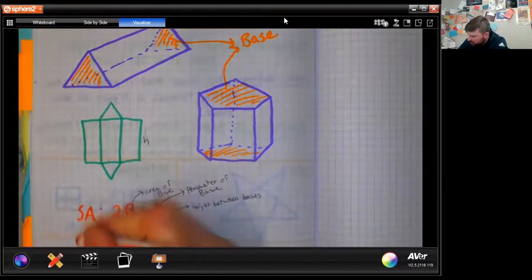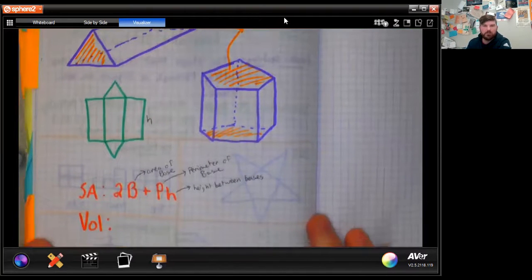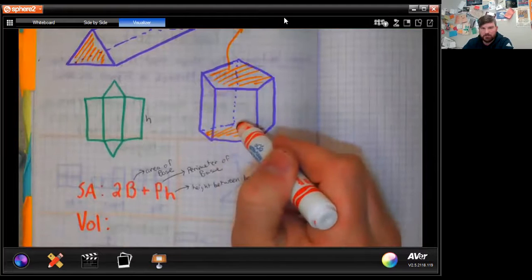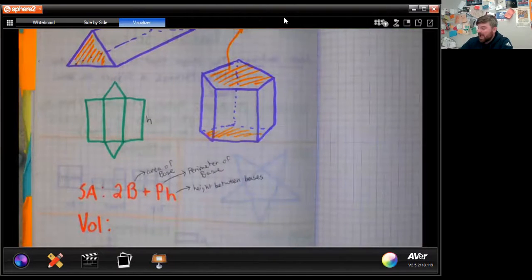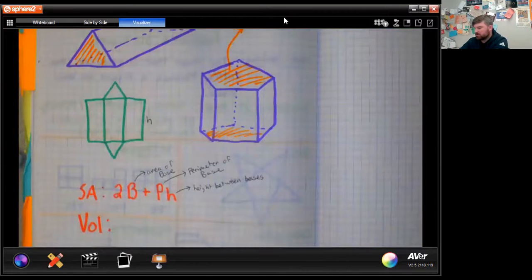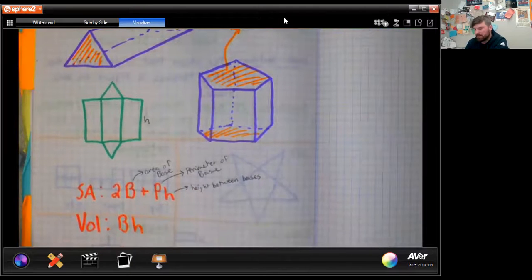Okay, to find volume. Volume, remember, is how much space this thing fills up, or how many bases it takes to stack that high. So we're going to take the area of the base and just multiply it by the height.